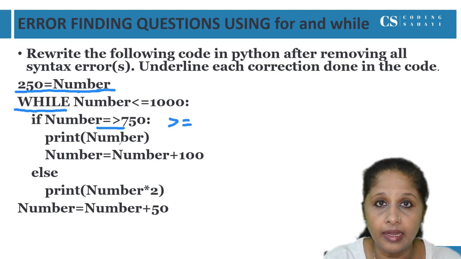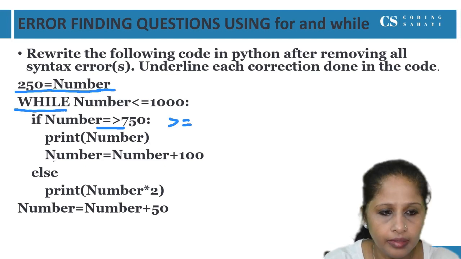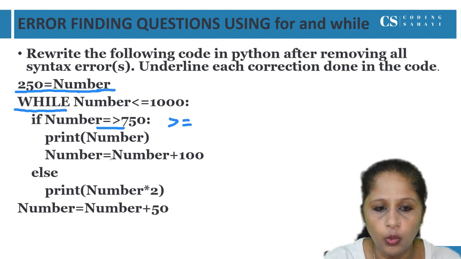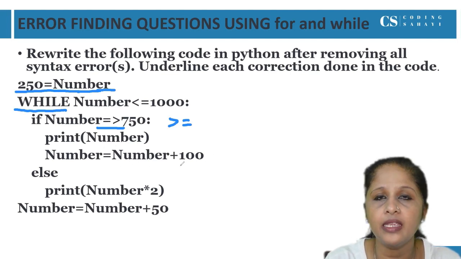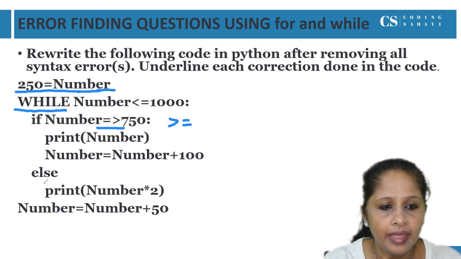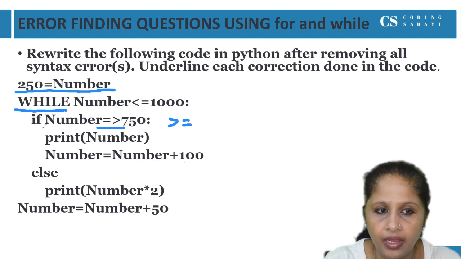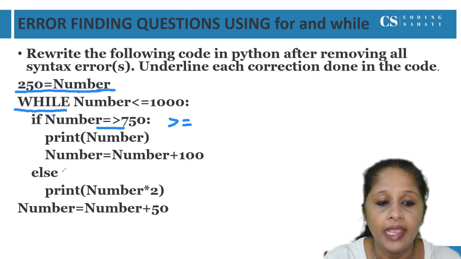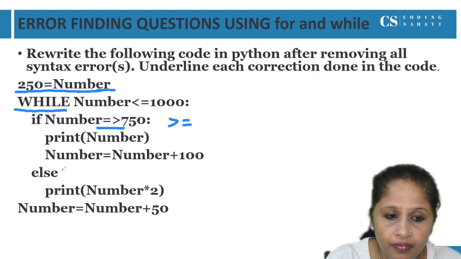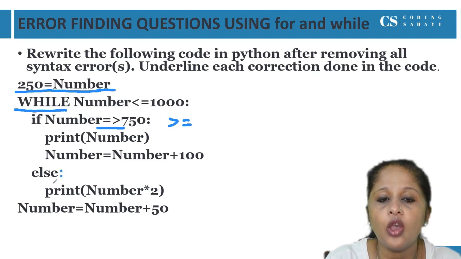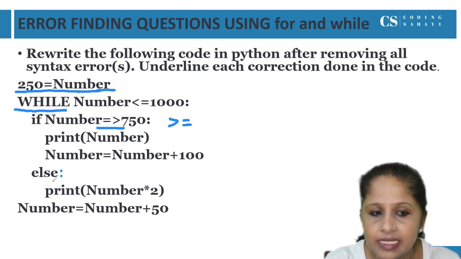Is there any error in this line? No, here it is printing properly. Then number equal to number plus 100. So here it is incrementing by 100. So here also no problem. Then we have else here. After if condition, while, for loop, else, everywhere you have to give a colon. So here colon is missing. So that is the syntax error in this line.